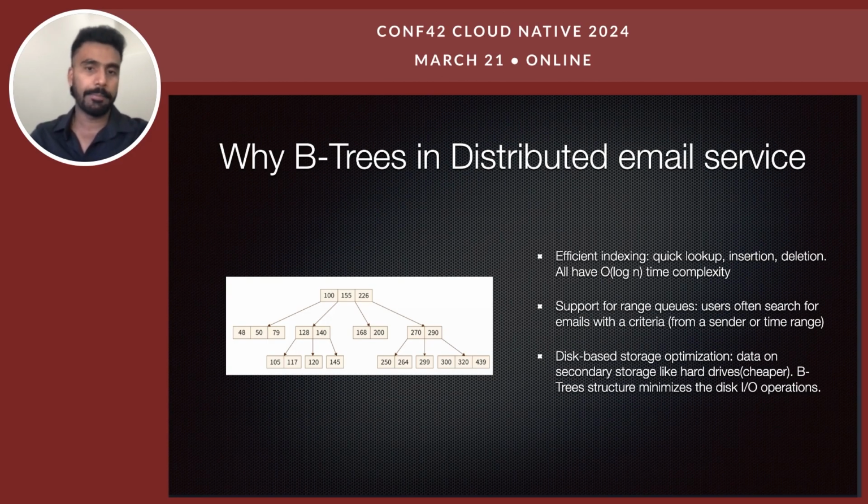Like I said, firstly, the B trees. As you can see in the picture, this is how the B tree is structured. At the top, you have some numbers, and anything to the left is a node which contains values less than that number, say 100. Less than 100 are 48, 50, and 79. And between 100 and 155, we have the second node at the second level, 128 and 140.